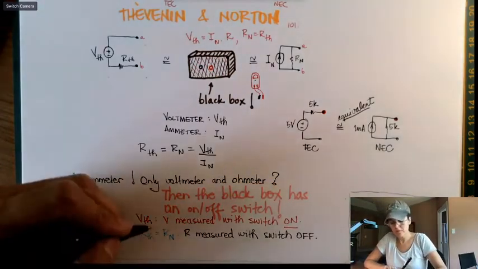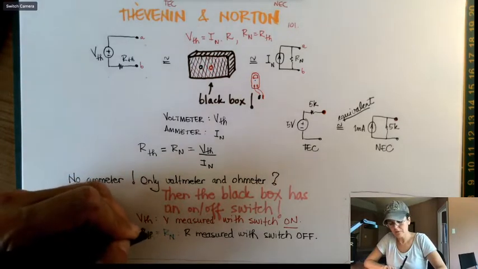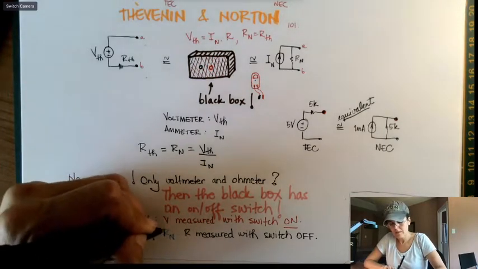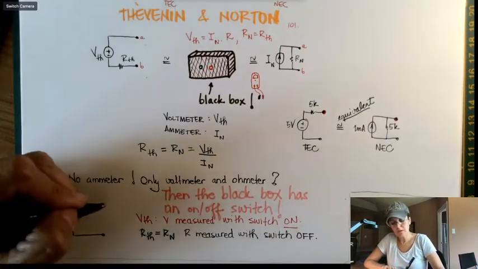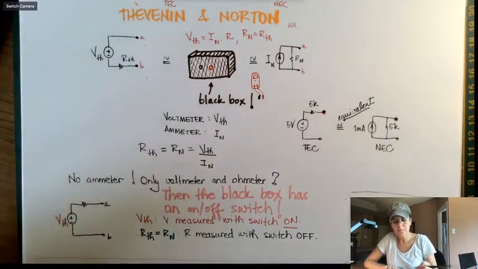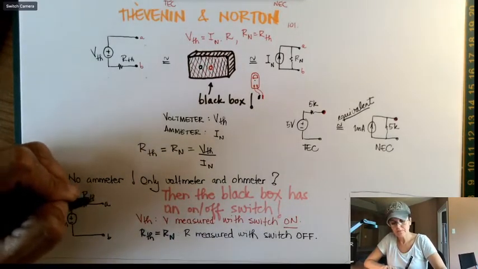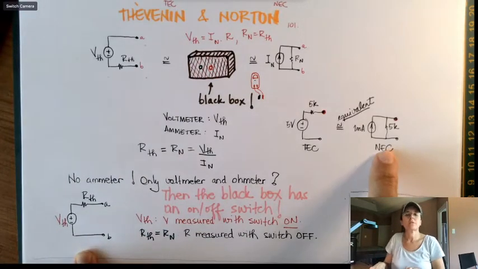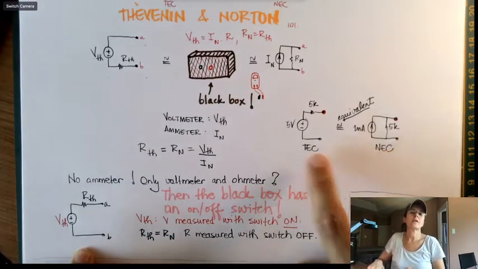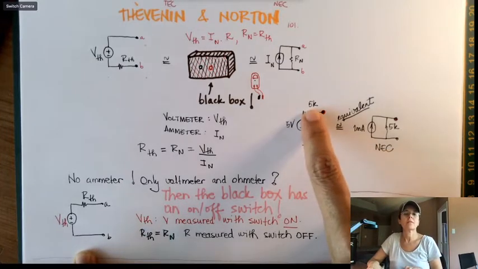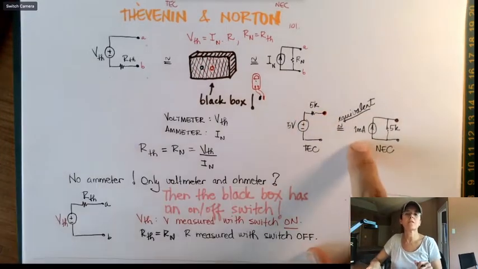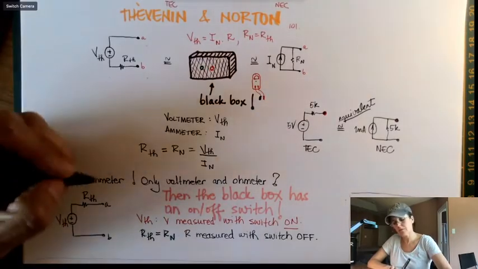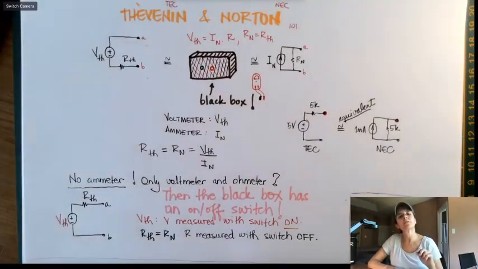What happens is that we turn off the power supplies and measure the equivalent resistance between A and B. But then you get RTH. And from here, you can also get the Norton by dividing the voltage by the resistance. Then you would get the current, because in this case you don't have an ammeter. So this is the second way of finding a Thevenin equivalent or a Norton equivalent.